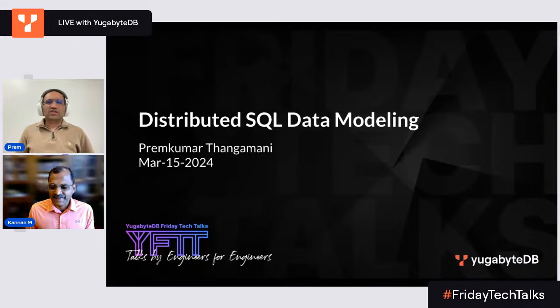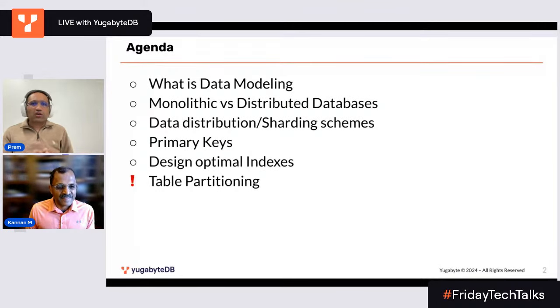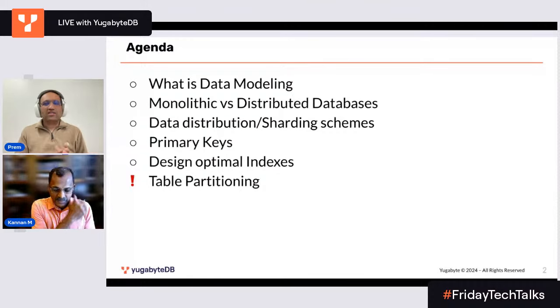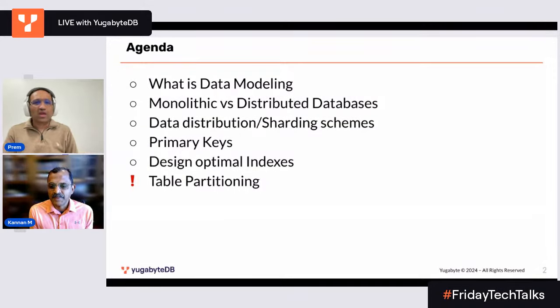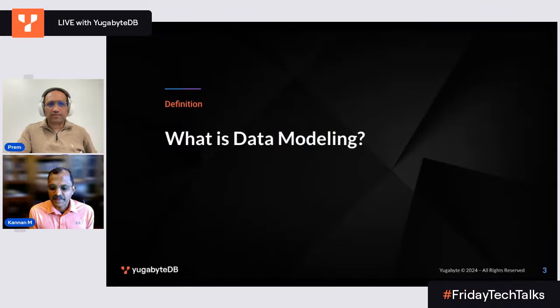Today, we are going to discuss how to model your data for a distributed database like Yugabyte. Remember, data modeling is a very vast topic, and this is just an introduction. We'll first look into what data modeling is all about and understand why data modeling is different for distributed databases as compared to monolithic databases. We will also delve into how table data is distributed, and I'll explain the significance of this a little later. We will explore the importance of primary keys and look into designing the right index for your queries. If time permits, we will see how table partitioning is useful for managing large volumes of data.